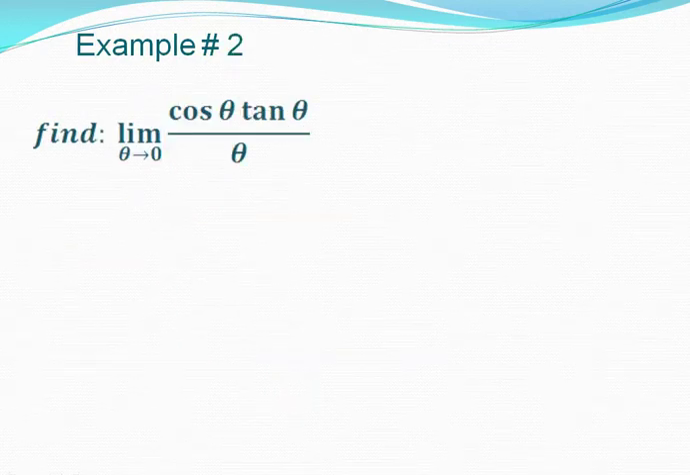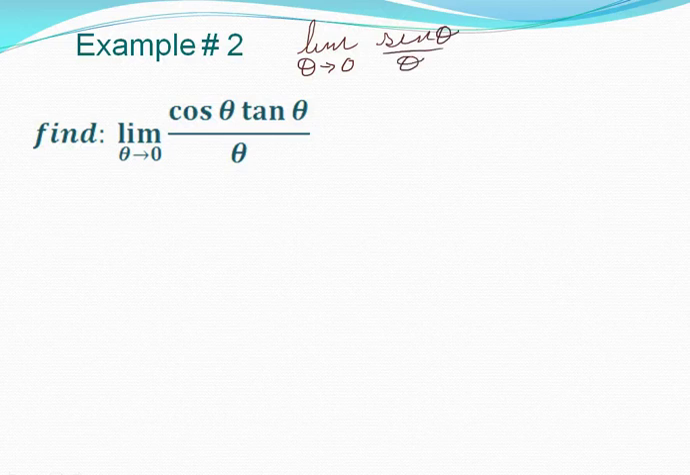Now, for our second example, we want to find the limit as theta goes to 0 of cosine theta tan theta all over theta. Now, notice our only special trig limit that we have is the limit as theta goes to 0 of sine theta over theta. It has to say sine of an angle over a matching angle, otherwise we cannot say that it's equal to 1. So I don't have a rule for cosine theta over theta. I don't have a rule for tangent theta over theta.